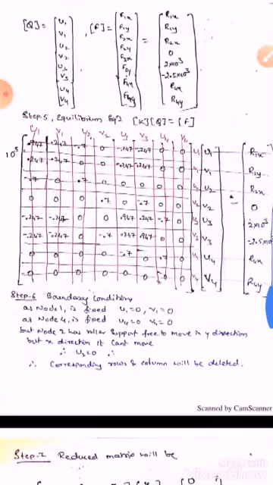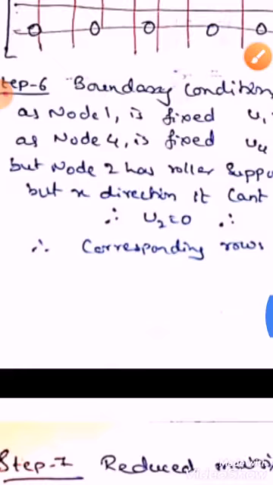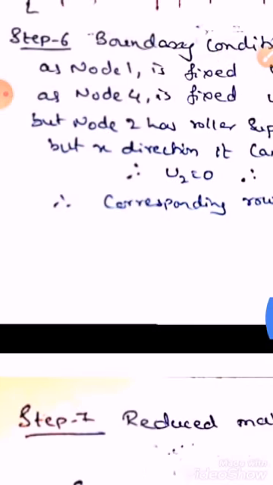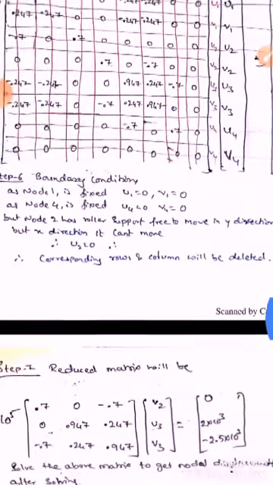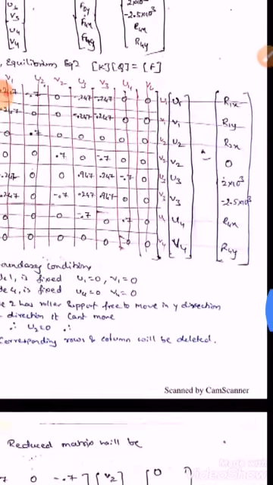After substituting this, write the boundary conditions. What are the boundary conditions? Because node 1 is fixed, u1 v1 is 0. Because node 4 is fixed, u4 v4 is 0. But node 2 is having roller support. It is free to move in y direction, but in x direction it cannot move. That is u2 is 0. Corresponding columns have to be deleted.